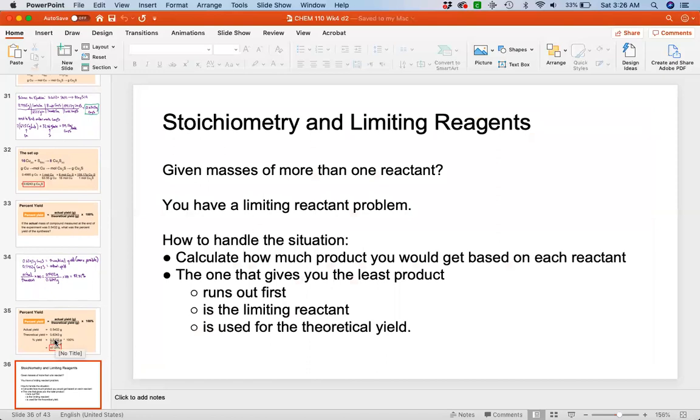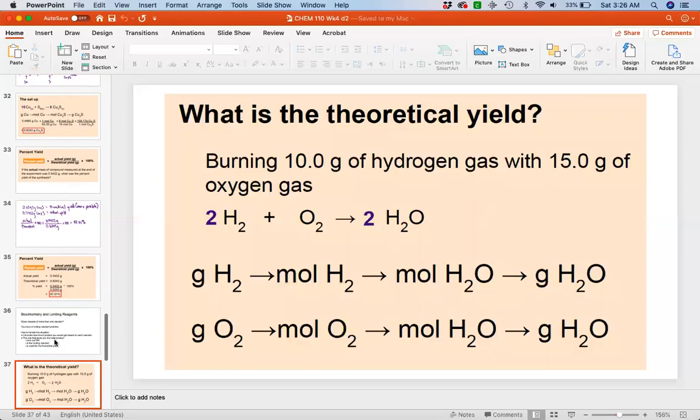So if we think about stoichiometry and limiting reagents then, if we're given the masses of more than one reactant, this is going to be a limiting reactant problem. So in order to solve this problem, we're going to calculate how much product you would get based on each reactant. And then the one that gives you the least product is the one that runs out first. This is the limiting reactant. And this is what we use for calculating our theoretical yield. So let's look at an example to make sense of that.